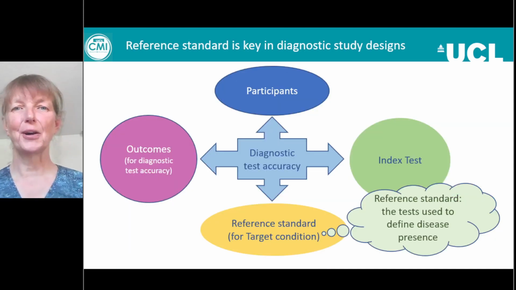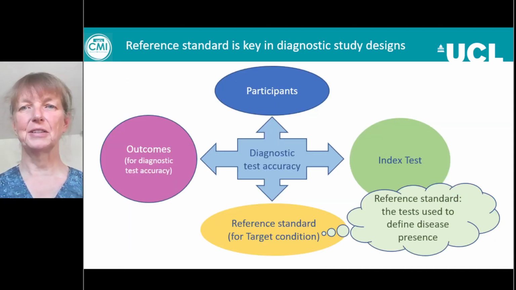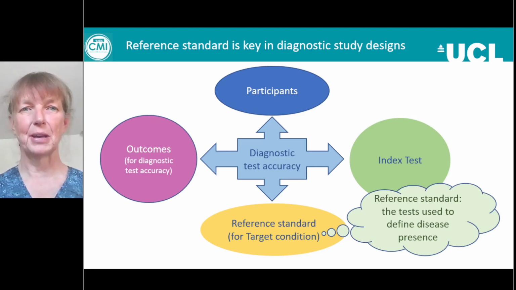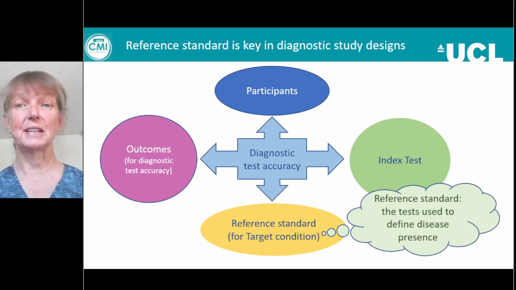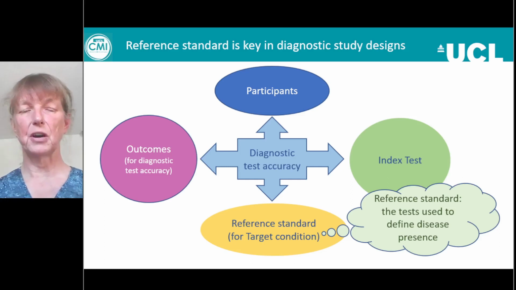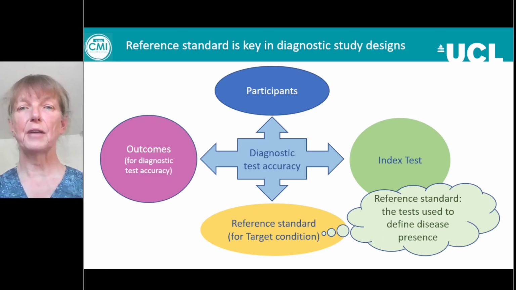So in Part 1 of these introduction videos, we discussed the terminology and the words used to describe components that go into these diagnostic studies. So you have participants who you enroll in the study, you have an index test, which is the test you're interested in, you have the reference standard for the target condition, and that target condition is often the presence of disease, and then you have your outcomes. These are the results that you measure from the study.